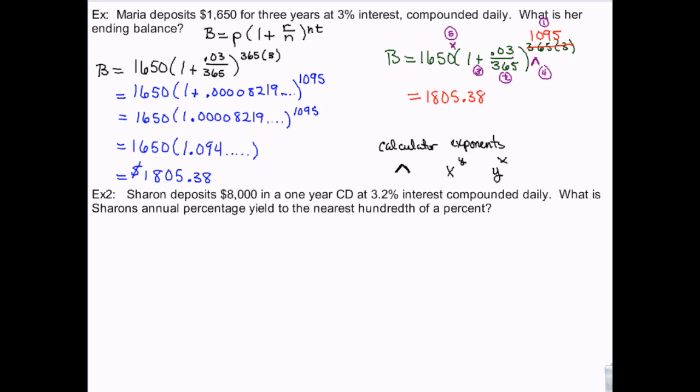So remember we talked about the percentage yield being a little different than the percentage rate. The yield is the percent of money you actually earned. Okay, so first we have to figure out the interest. Actually, first we have to find the balance. I'm lying to you. First we find the balance. Second, we find the interest. And then third, we find the yield.